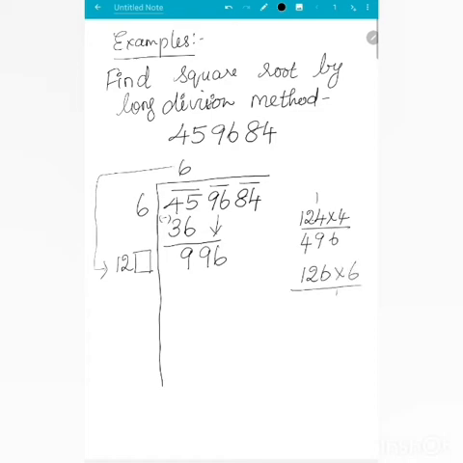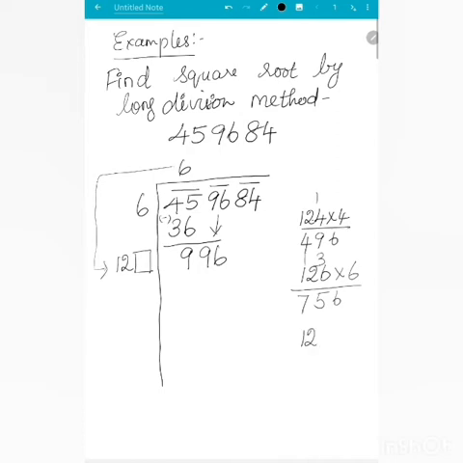Okay. 6 6s are 36. 2 6s are 12. 12 plus 3 is 15. Carry over 1. 1 6 is 6, 7. So this is also a smaller number.